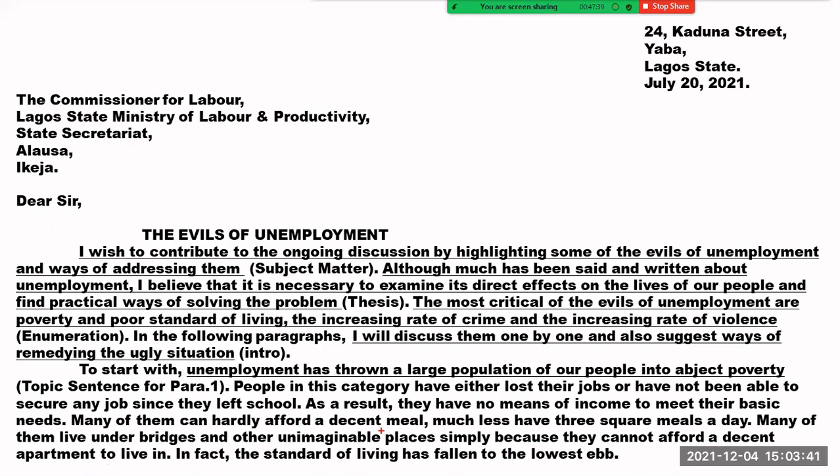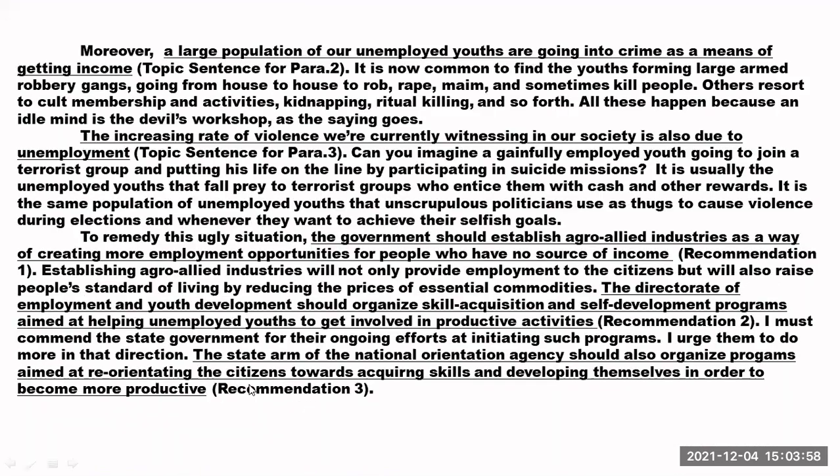So you have discussed the first point. This is one of the effects of unemployment. You are painting a picture of how serious the problem is, and then you are going to make recommendations. This is the way you have chosen to approach this topic, and it is good. Then we go to the next paragraph.